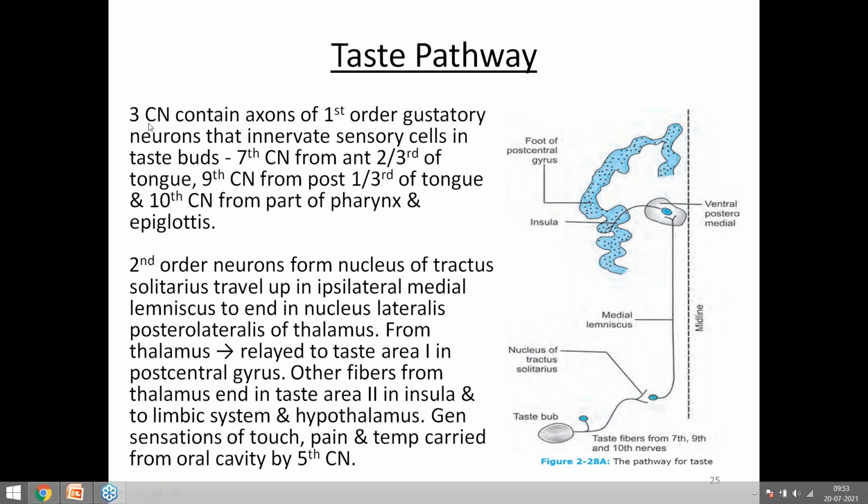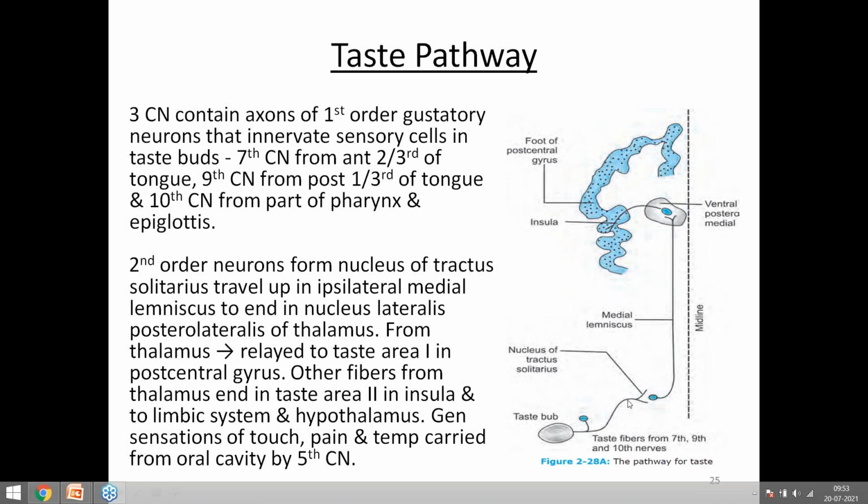You will test for it, and you will do different tests for testing of the vagus nerve. We are not concerned with that as of today. Then second order neurons. So first order neurons are here, see, from the taste bud, and then the taste fibers from 7th, 9th and 10th nerves.